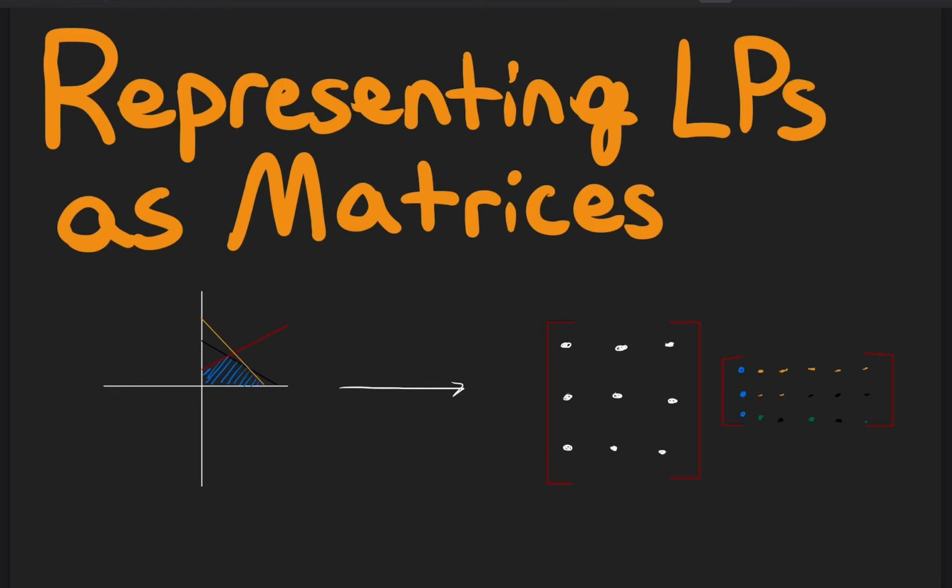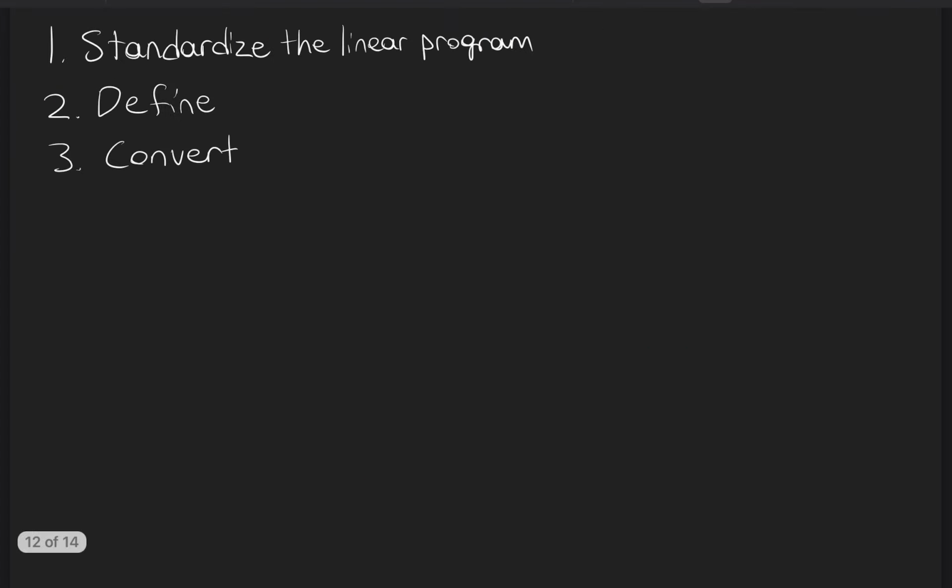I'm the Operations Research Guru, and today we're going to be talking about representing linear programs as matrices. So, our first step will be to standardize the linear program according to the standardization rules. Then we will define the matrices, the parameters, and the variables. And third, we will convert the linear program that has been standardized into a matrix linear program.